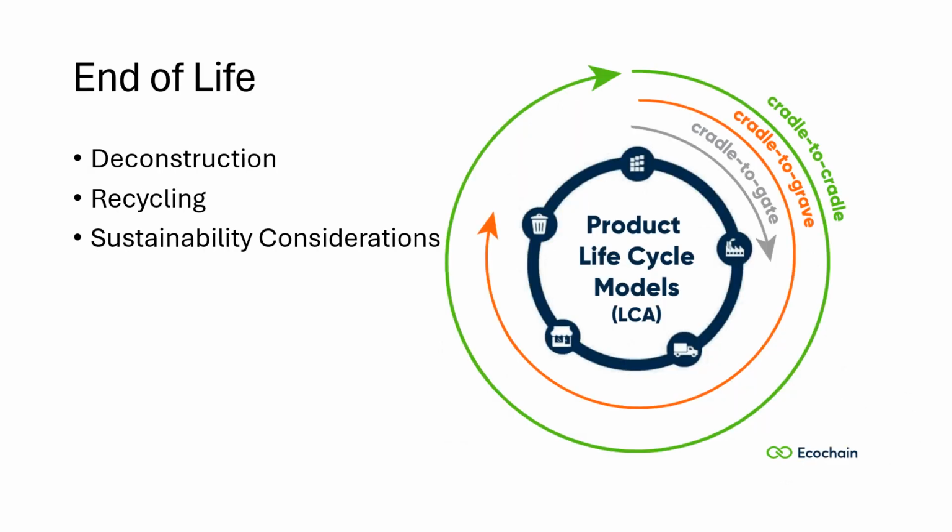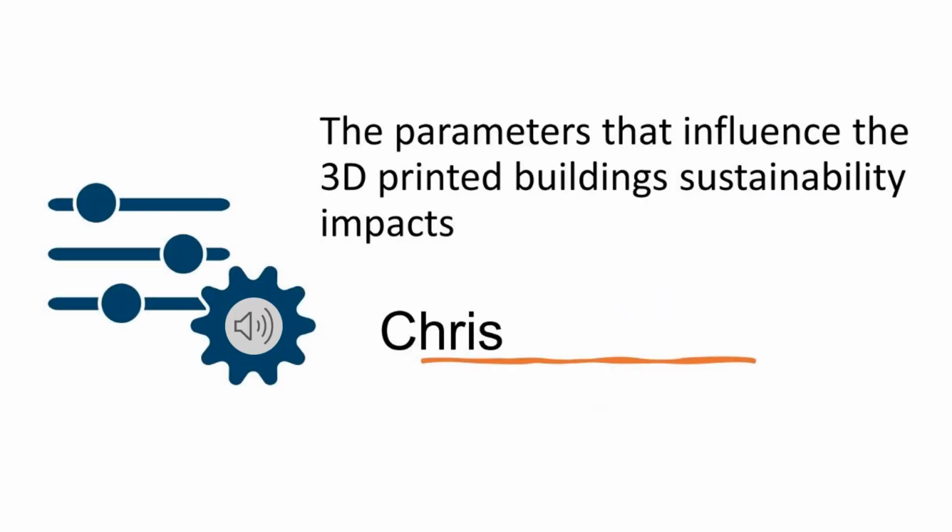When the building is no longer needed, it can be deconstructed. The materials used in 3D printing might offer more recycling options than traditional construction materials. The life cycle analysis of the building materials and the building itself include the potential for material reuse or recycling. Next, the parameters that influence the 3D printed building's sustainability impacts.